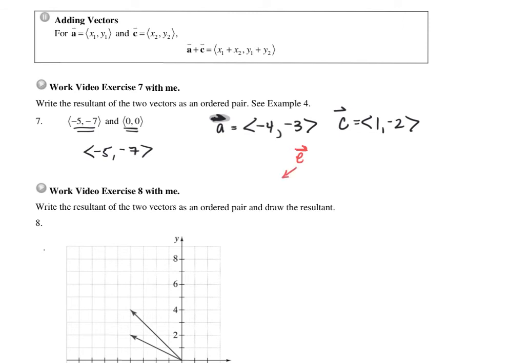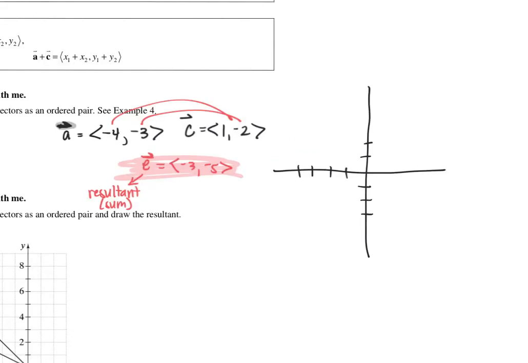Remember, the resultant is the sum of the two vectors, which is also a vector in and of itself. So E is going to be -4 plus 1 and -3 plus -2. Okay, so vector E has these components. So I want to show you, we know how to draw vector E if we started at the initial point of 0, 0, and then ended at the terminal point of -3, -5, and then drew a line.